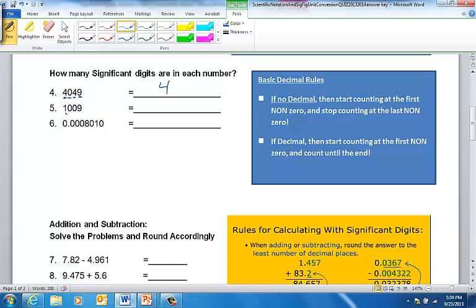Again, start counting at the first non-zero. Okay, 4 of them. So zeros that are embedded between other numbers are significant. These are not significant. They just tell us that that would be times 10 to the negative third if we wrote it in scientific notation. So, significant, significant, significant. Oh, count to the end, significant. So 4 significant digits or significant figures.